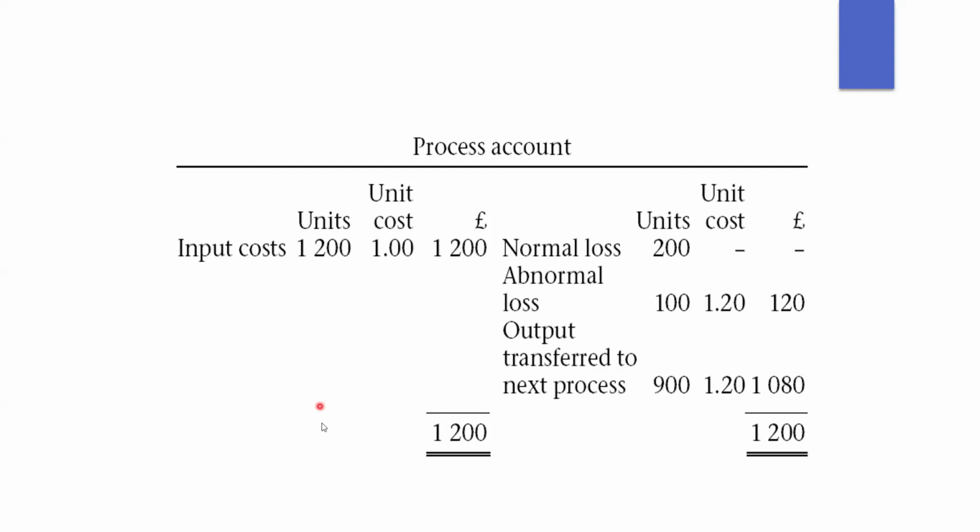Now, when we balance this, we can see there is a 100 abnormal loss. This 100 abnormal loss we are going to treat the same as the output. That's why we are using the same cost per unit. So the abnormal loss cost is 1020. Altogether, you can see the debit side is equal to the credit side of the process account.